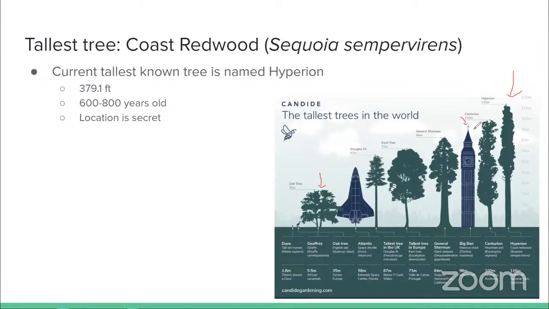And we can see that we have two known trees that we have named that are taller than Big Ben. So another one is Centurion. That's a mountain ash, but our Sequoia Hyperion is the tallest that we know of so far. So I think it's somewhere in Redwood National Park, California. The exact location is secret, right? They don't want a bunch of people hiking out to it, touching it, messing it up.